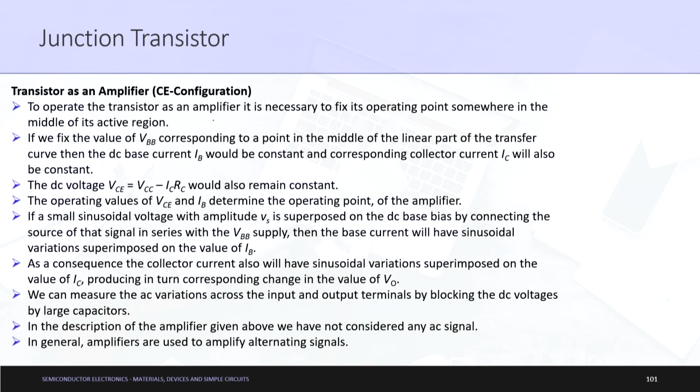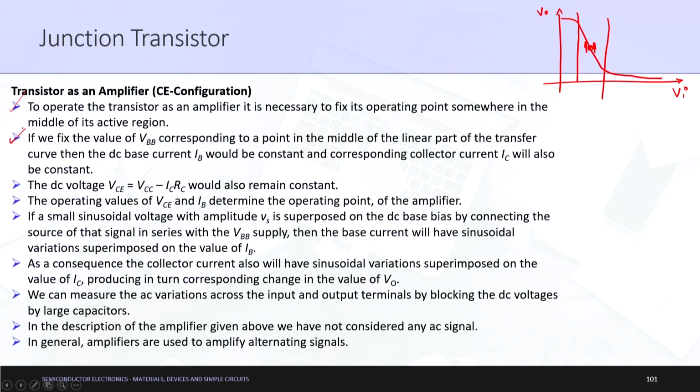To operate the transistor as an amplifier, it is necessary to fix its operating point somewhere in the middle of its active region. If you remember the graph correctly, if this is your V naught and this is your Vi, this is how the graph is. We are just trying to identify a range, an area in which we can use a transistor as an amplifier.